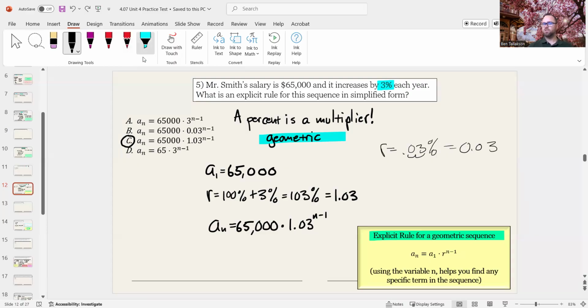So what he's ultimately doing is he's making 100% of what he made before, the 65,000, plus an additional 3%. So r is actually 103% as a decimal, 1.03. Be very careful when you're finding r. And the rest is just putting everything in its proper place. A sub 1, r, then we have n minus 1 in the power.